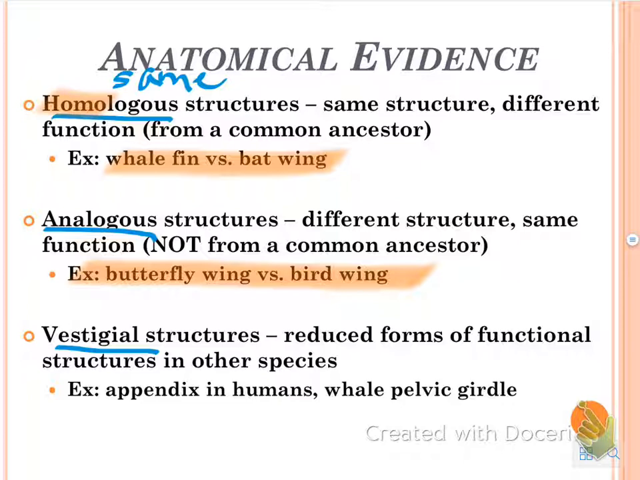So this is the reduced form of something that used to be functional at one point for the organism, but is no longer functional. So for example, humans have an appendix, but we don't need it. Their appendix will burst. Some people have them removed. It's not necessary. Whales have a pelvic girdle. Pelvic girdle, that's like your hips, where your legs would come from. Well, whales don't have legs. They have their fins, but they don't have legs. But they have the pelvic girdle that shows that their common ancestors at one time had hind legs, which is where the idea that whales' common ancestors walked on land came from.